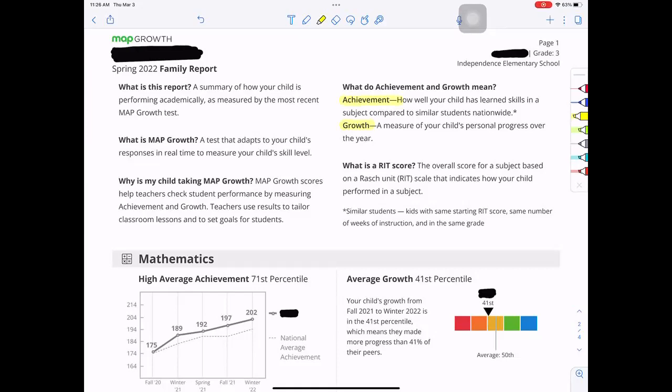And again, there's the growth. So the growth is a measure of your child's personal progress over the year. So remember, this is about personalized learning. This is about your child. It gives us a good comparison with other students, but we're just focused on your kiddo.